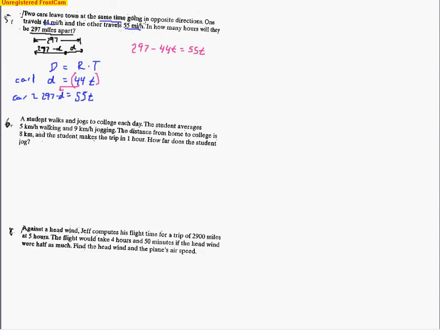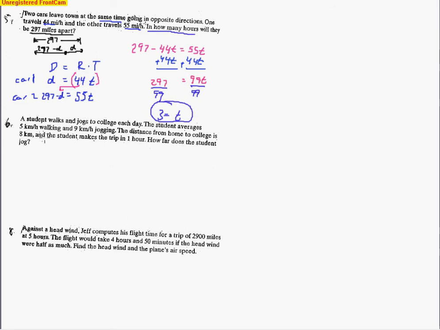From that point, we could do some more opposite operations. We can add 44t to both sides. When we do that, we end up with 99t equals 297. We'll go ahead and divide by 99 on both sides, and we end up with 3. 3 hours is the time it takes. Let's see what they're asking for. In how many hours? Yes, that's it. So 3 hours would be our answer.